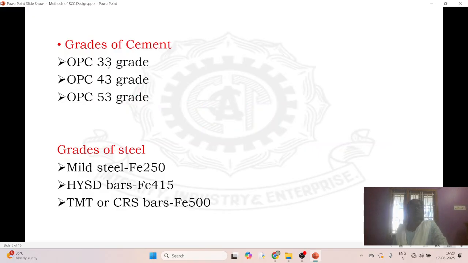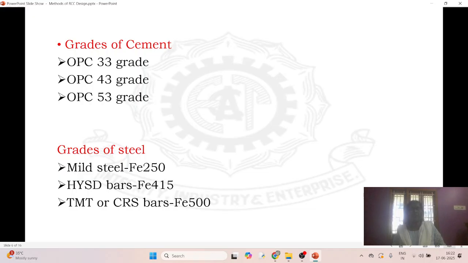Then grade of cement. Ordinary Portland cement is classified into three categories: 33 grade, 43 grade, and 53 grade. Ordinary Portland cement is commonly used in construction. The Bureau of Indian Standards has classified OPC in three grades, that is 33, 43 and 53. This classification is based on the compressive strength of cement sand mortar cubes.